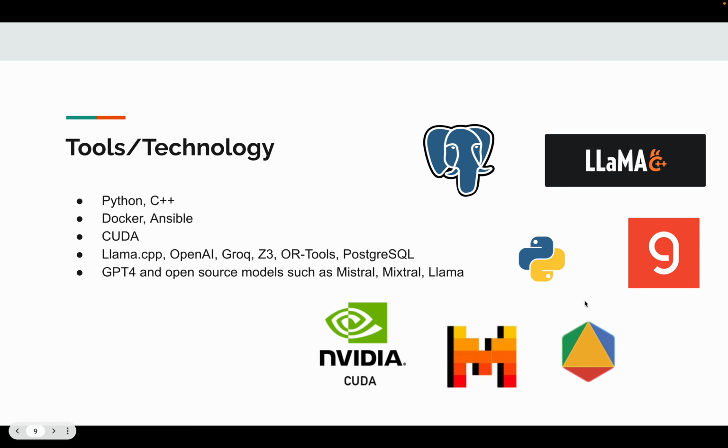Oh, there we go. So what we used to make this, pretty much everything was done in Python. We dabbled in C++ for some parts, but it was all Python by the end just because the bindings to libraries we needed were so good. Llama.cpp was the library we used to run models locally. Docker was used to containerize builds on the server. Docker's pretty great. Postgres was used for the vector database.